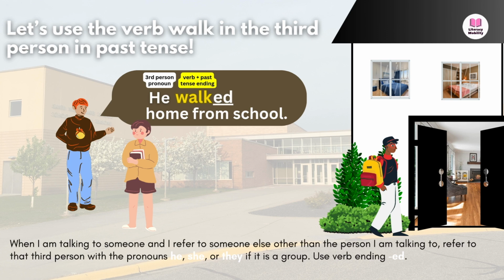Let's use the verb walk in the third person in past tense. He walked home from school. When I am talking to someone and I refer to someone else other than the person I am talking to, refer to that third person with their name or with pronouns he, she, or they if it is a group. Use verb ending ed.